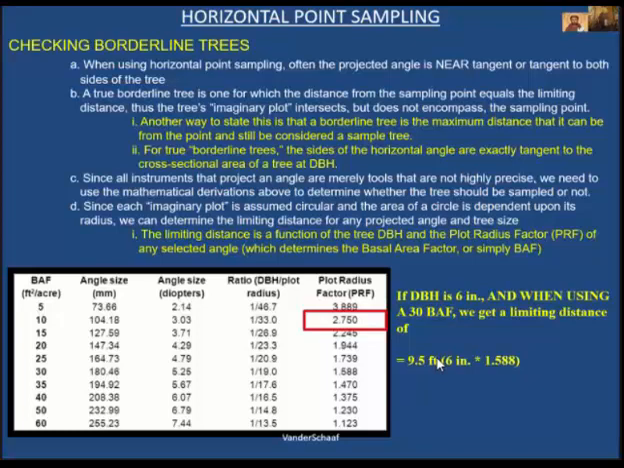So for that 6-inch tree, any point that was 9.51 feet or more away from the center of that tree would not be sampled. If a point was exactly 9.5 feet away from that tree's center, that tree would be truly borderline, and it should be sampled. If a point was less than 9.5 feet from that tree's pith or center, it would be sampled.